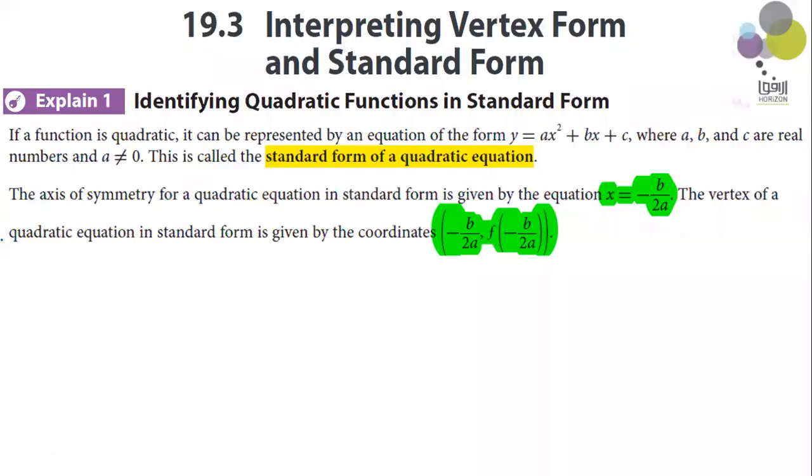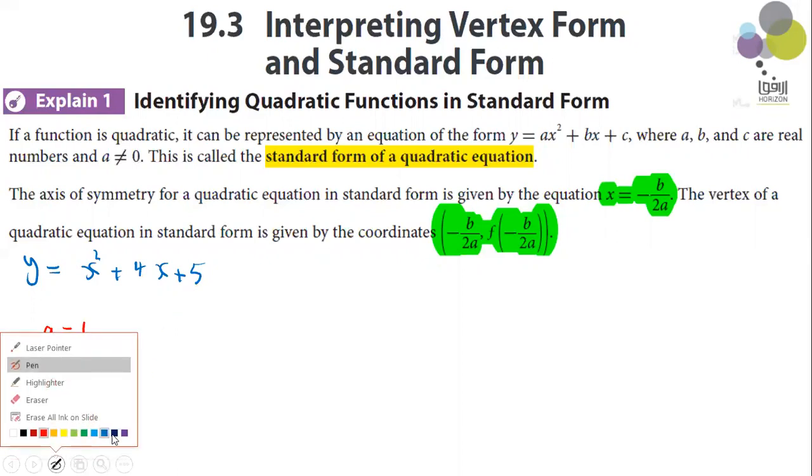Now let's study the standard form in more detail. y equals x squared plus 4x plus 5. This is a quadratic function. We have to get the 3 parameters. What is a? A is 1, the leading coefficient, or the coefficient of x squared. What is b? B is the coefficient of x, 4. What is c? C is 5, the constant.